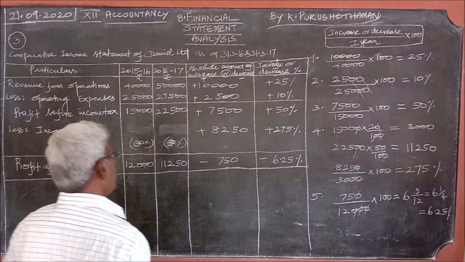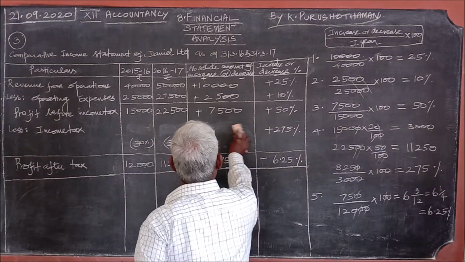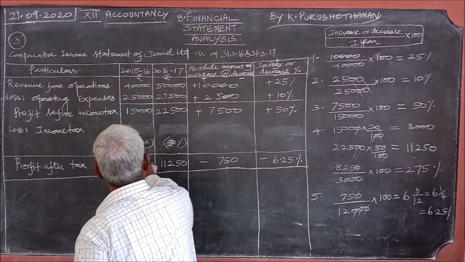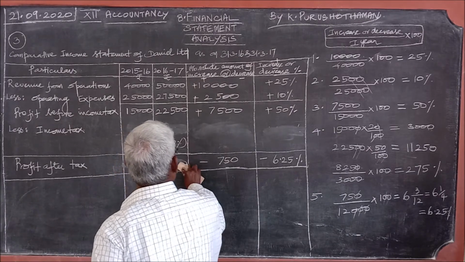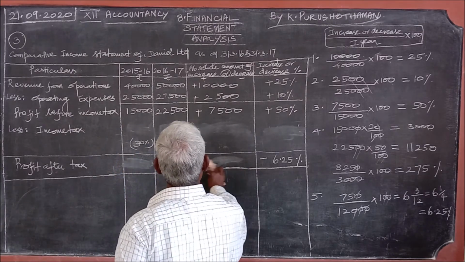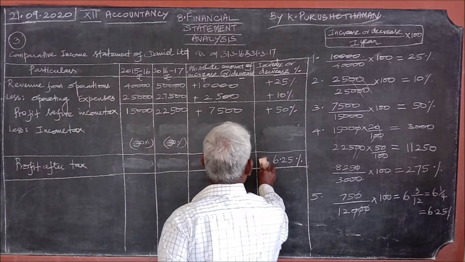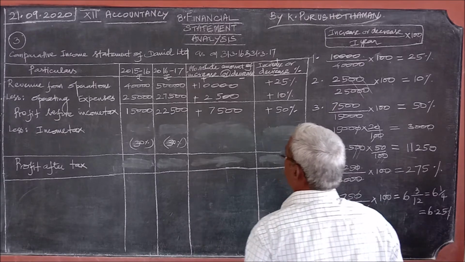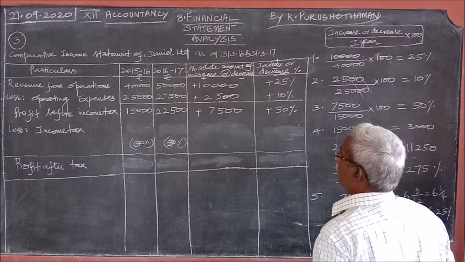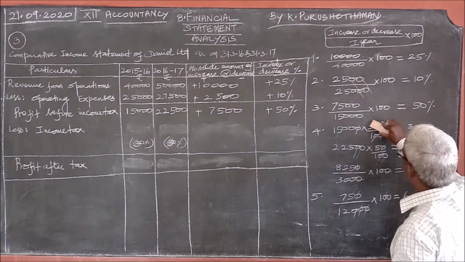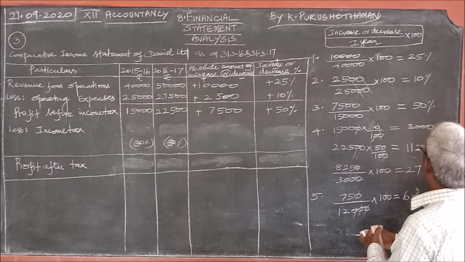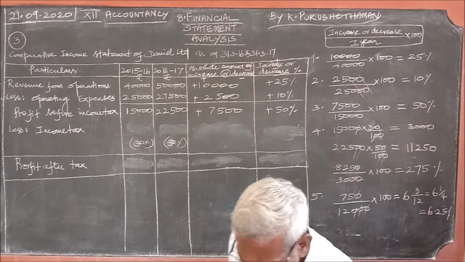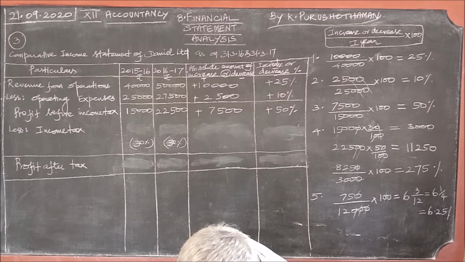Since I changed the percentage, the answer is different. So once again, I shall calculate point number 4 and 5. For point number 4, 15,000 into 30 by 100. So this is 30 by 100, just 30% only.